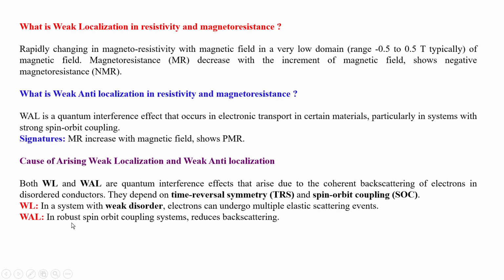But weak anti-localization signatures are only possible in materials with robust spin-orbit coupling, which requires a high atomic number Z. In high Z materials, the weak anti-localization and weak localization signatures are possible because they reduce the backscattering.